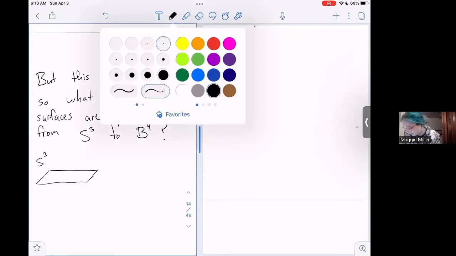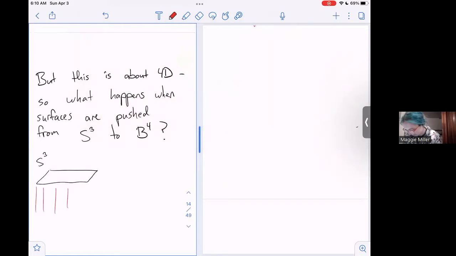And it is the boundary of the four-dimensional ball. So here I've drawn the lower half space to represent the four-dimensional ball. This is just a schematic. And all the surfaces that I've constructed have their boundary and their interior inside of S3.